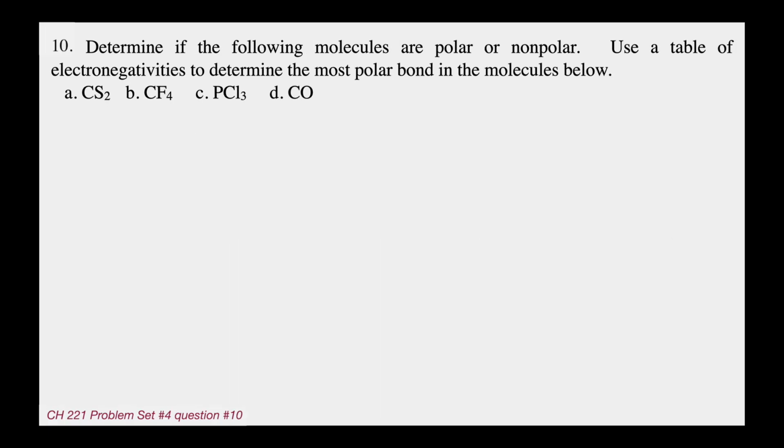Determine if the following molecules are polar or nonpolar. Use a table of electronegativities to determine the most polar bond in the molecules below. Okay, so there's kind of two questions going on here. The first one is, which of these molecules are polar or nonpolar? And to answer that, we're going to look for symmetric molecules. If a molecule is symmetric, you've got atoms pulling electrons equally but in opposite directions.